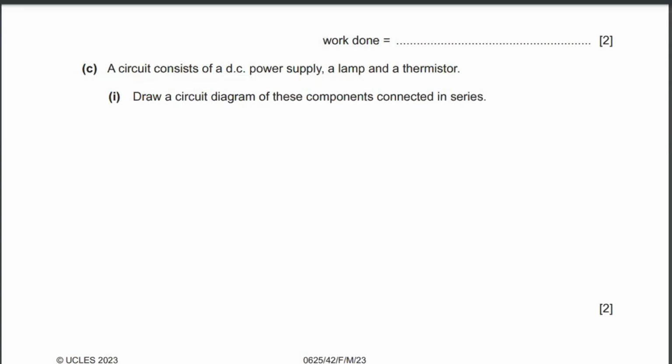So first of all, I will draw the power supply. So it is a DC power supply. So it is not a battery or cell. So we will use the denotation for a DC power supply, which is, let's say this is positive and this is negative. And we want to connect it to a lamp which also has a thermistor in the circuit.